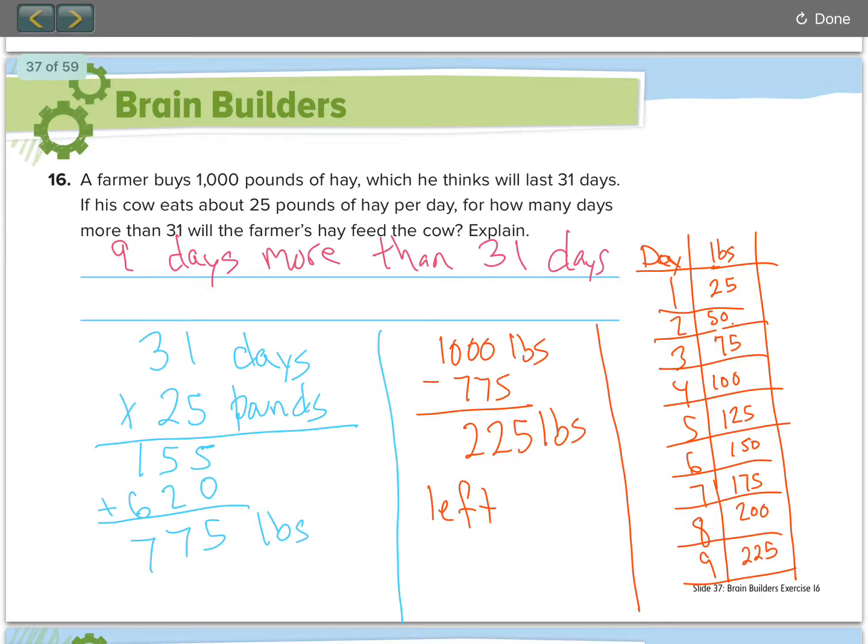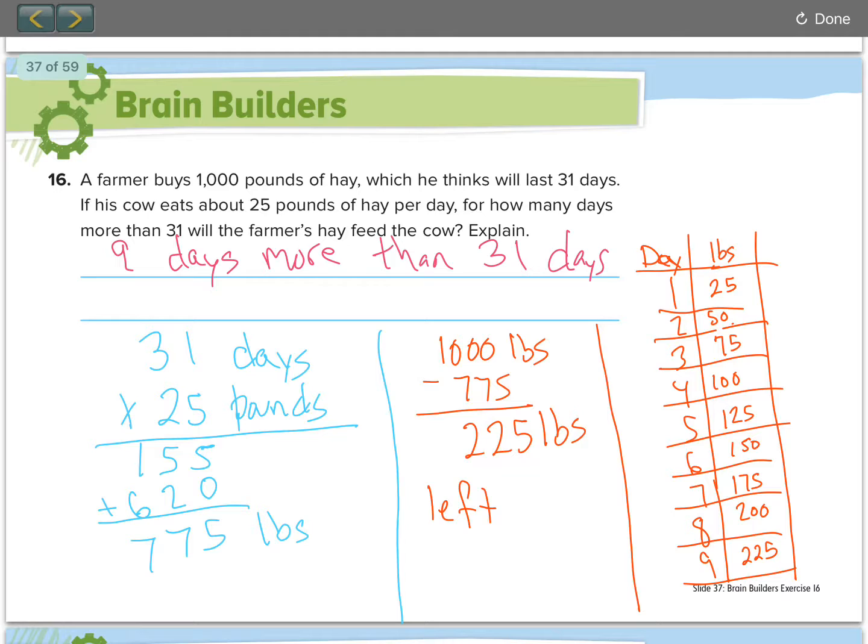Okay, so this is a multi-step problem. The first thing I need to do is figure out how much food that animal will eat in 31 days. There are 31 days in the month and 25 pounds per day. That means that there will be 775 pounds that will have been eaten. That's less than the 1,000 pounds that he bought. So now I need to know how much is left. Well, if he had 1,000 pounds of hay and the cow ate 775 pounds of hay, then he has 225 pounds left.